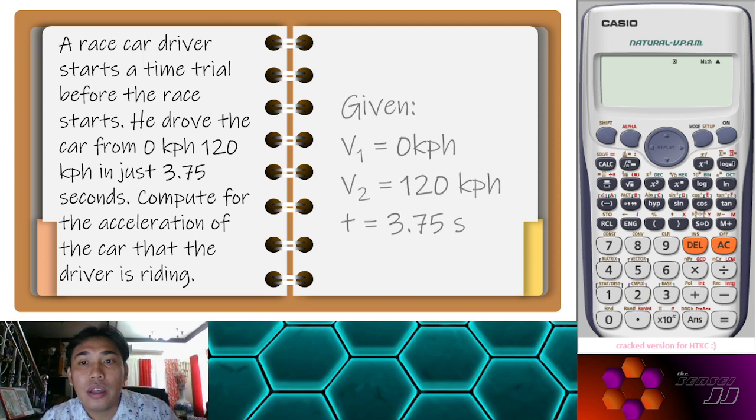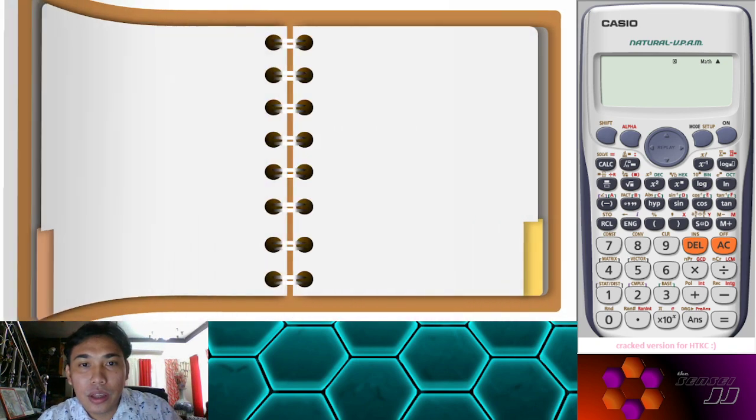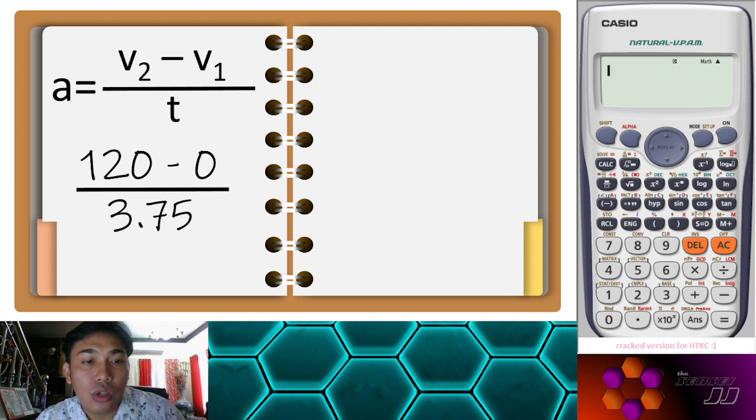Okay. So we have here a given of velocity 1, which is 0 kilometers per hour, velocity 2 of 120 kilometers per hour, and a time of 3.75 seconds. So using this, we have a formula of A is equals to V2 minus V1 over time. Our starting velocity and the end velocity are both being used here. So we're going to get the difference of our V2 minus V1. Okay, so the next is we're going to substitute the values.